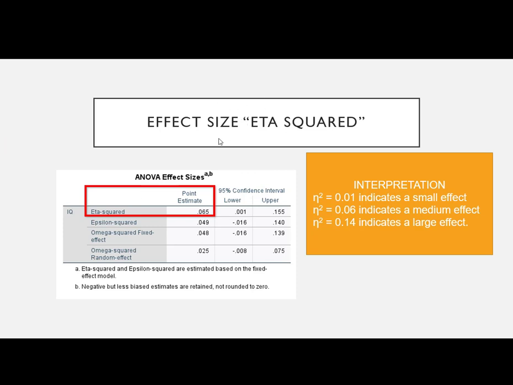Before we used to have to calculate this. Now we can click that little check box and it will give us the point estimate, and we can see that 0.065 is our eta squared. This is the Greek letter eta, squared, so they've written it out this way. We could just write it in words. 0.01 is a small effect, 0.06 is a medium effect, so this is a medium effect, and 0.14 indicates a large effect.